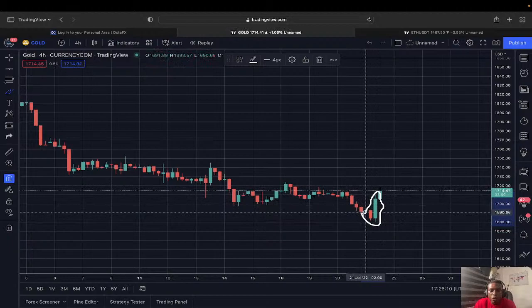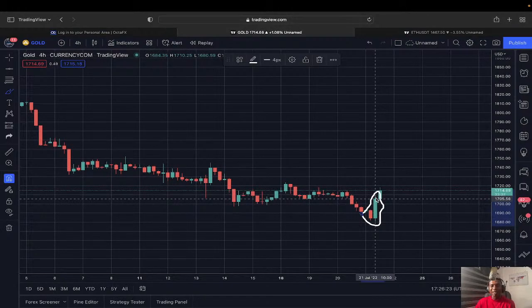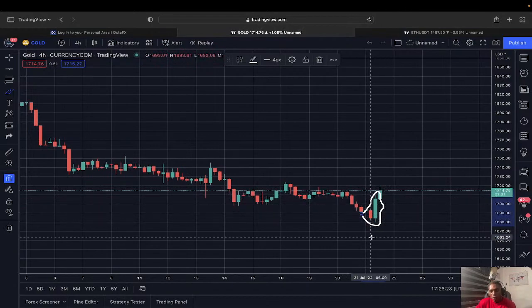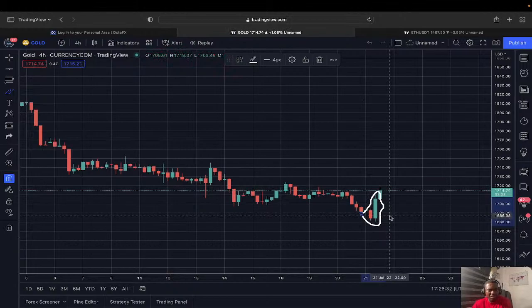Why do we call it bullish engulfing? Because it engulfed the previous bearish candle. You can see the bearish candle here. Look at the bullish candle. This one now is taller, bigger in size than this one. All right, that is a bullish engulfing candle. Okay, so it signifies something. It signifies a bullish momentum.